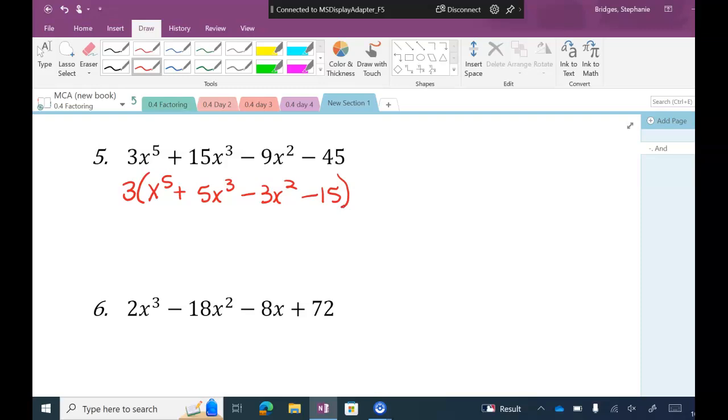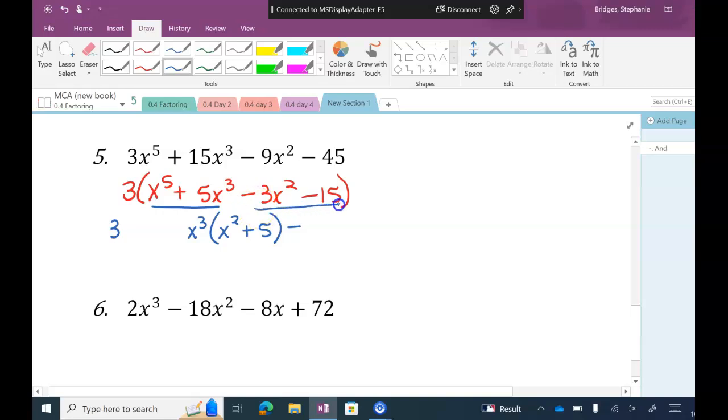Now start the same process over again with the stuff in the parentheses. Look at the first 2 terms. What do they have in common? Remember, we're not going to lose the 3 that we pulled out. Okay, I'm going to hold on to that for a minute. What do these 2 have in common? X to the 3rd. And what's left if I pull that out? Okay. Bring down that minus sign.